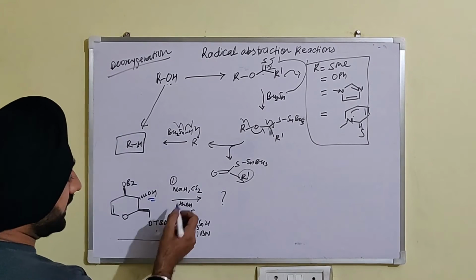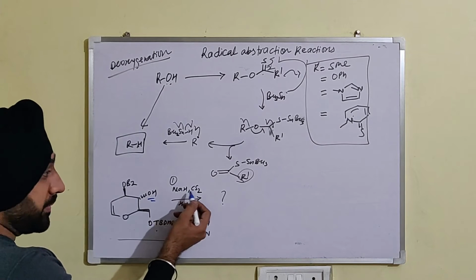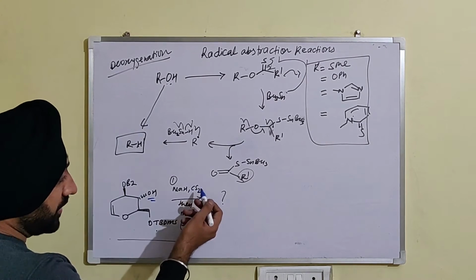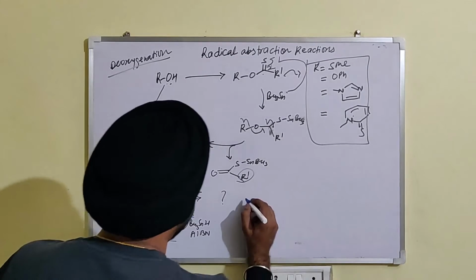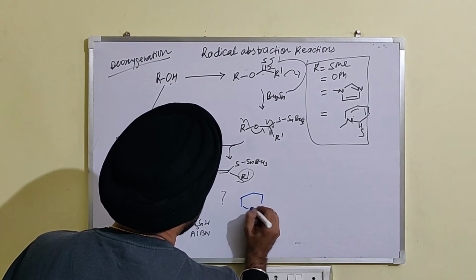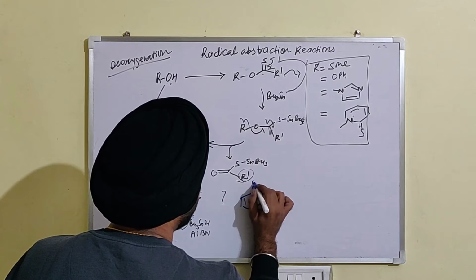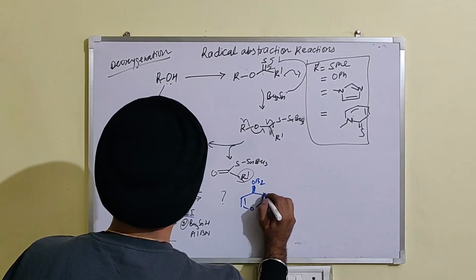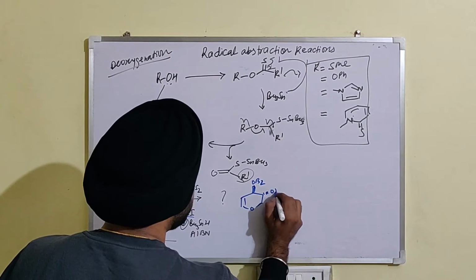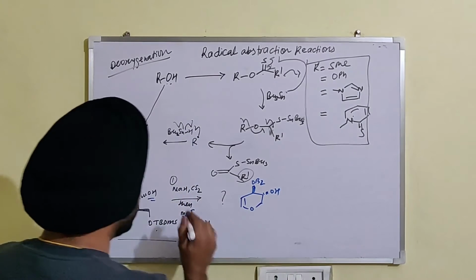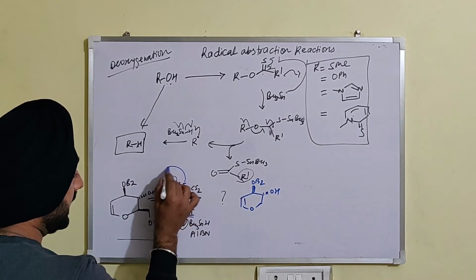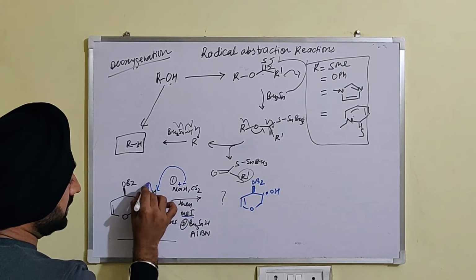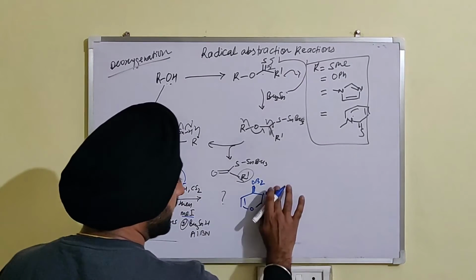So in the first step, what they have done is react this with sodium hydride and carbon disulfide, followed by treatment with methyl iodide. Let us see what happens once we do that. So we have this molecule OBZ and we have this OH. We know sodium hydride is a strong base, so it abstracts this hydrogen, and what we form is the O negative here.